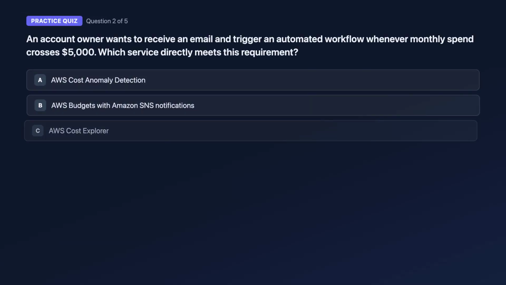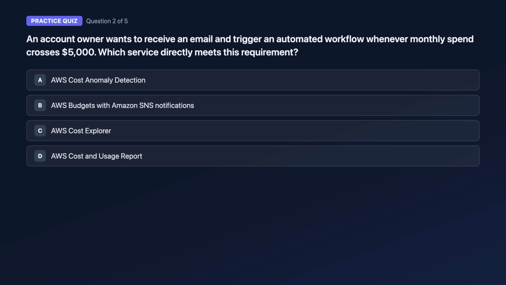Question 2. An account owner wants to receive an email and trigger an automated workflow whenever monthly spend crosses $5,000. Which service directly meets this requirement? Is it A, Cost Anomaly Detection, B, Amazon Web Services budgets with Amazon SNS notifications, C, Cost Explorer, or D, the cost and usage report? Lock in your answer before I give it away.